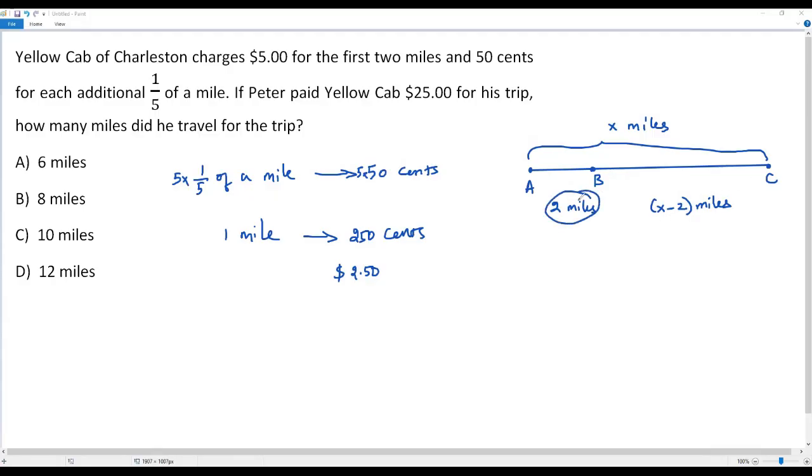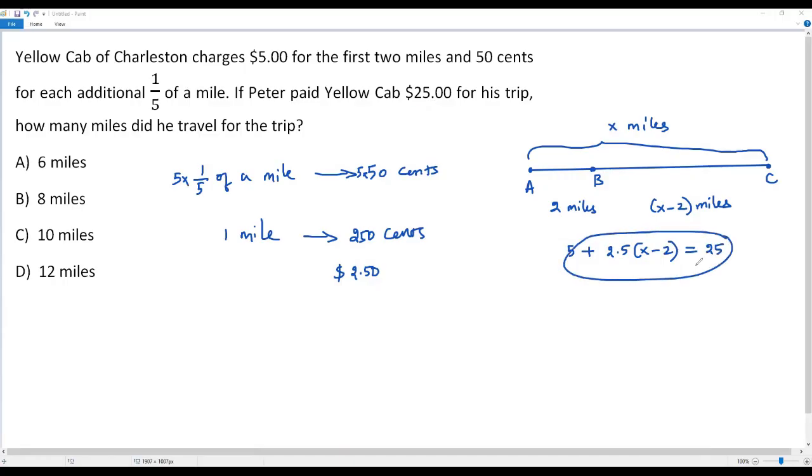Here, for the first 2 miles, we have the fixed charge of $5. Let me write over here. And we have x negative 2 additional miles. For each additional mile, the cost is $2.50. And what is the cost for x negative 2 additional miles? For that, we have to multiply the cost of 1 mile by the number of miles x negative 2. Then we get 2.5 times x negative 2. So this is the total cost for the trip. And we have the total cost for the trip, that is $25. So it must be equal to 25.